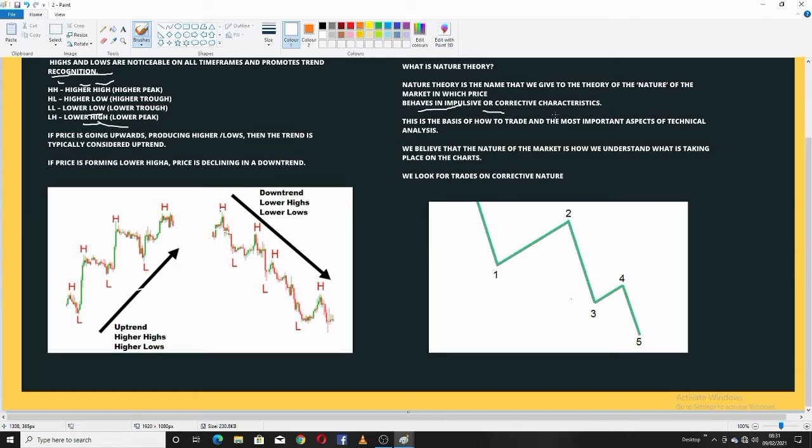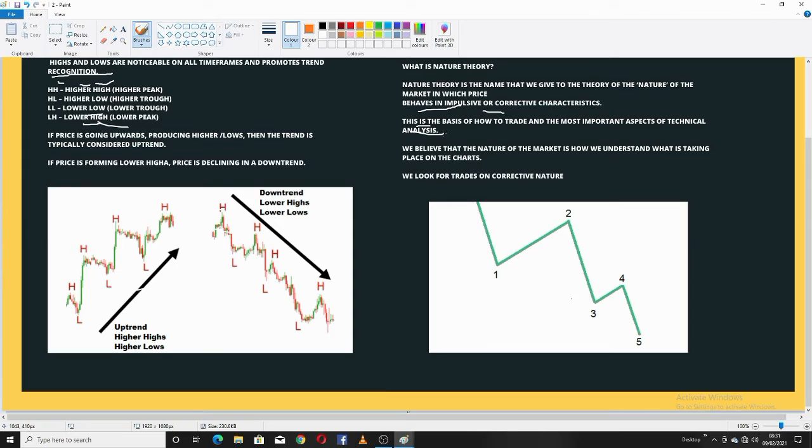As a trader, you need to know whether the market is in an impulsive phase or a corrective phase. You need to know, for example, that EUR/USD is in an impulsive or corrective phase, because that's how we get trading decisions. This is the basis of how to trade, and the most important aspect of technical analysis. Corrective and impulsive phases are very, very important in technical analysis.